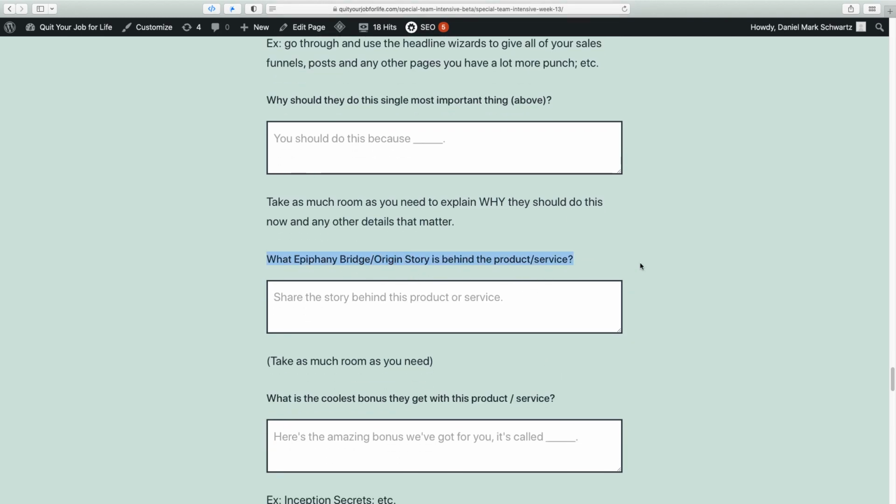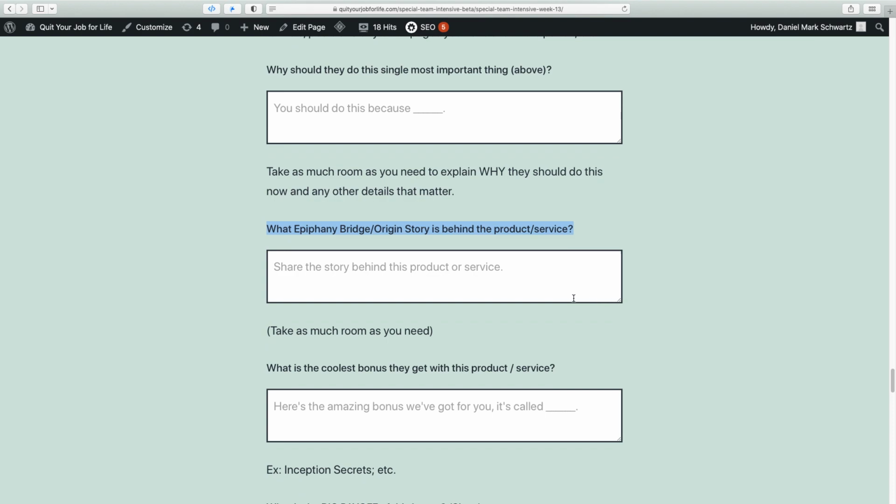So what's the Epiphany Bridge origin story behind the service? An Epiphany Bridge is a story in the form of: I was in this state. I encountered a problem. This problem had consequences for my life. Then I had an epiphany.